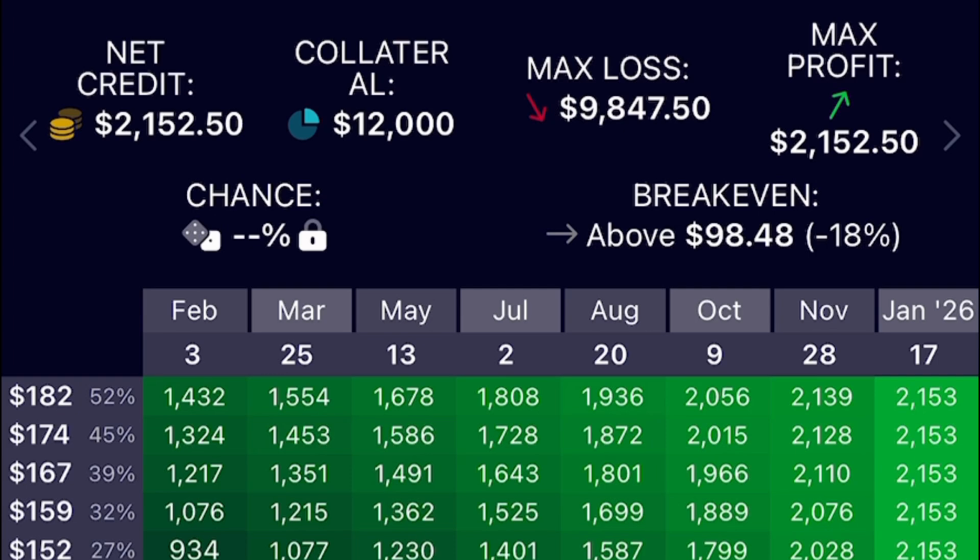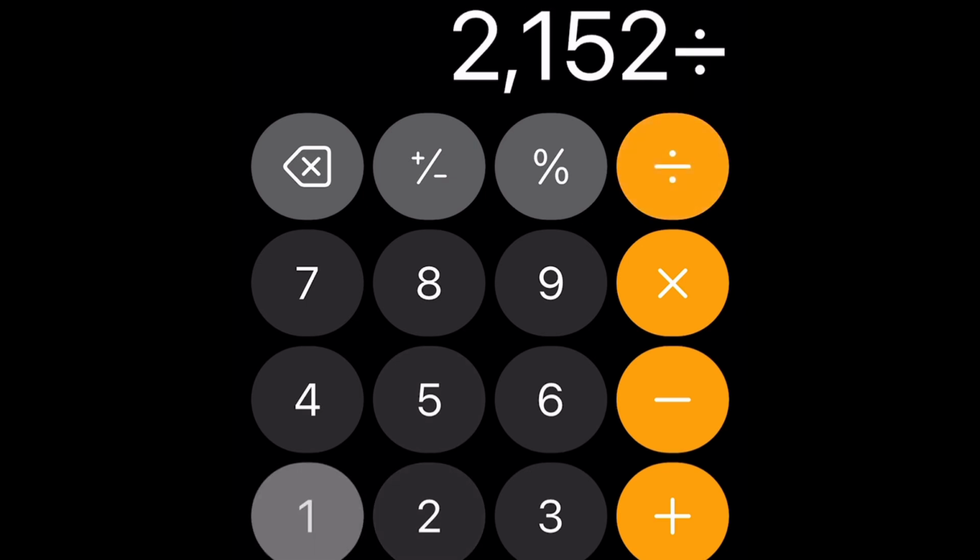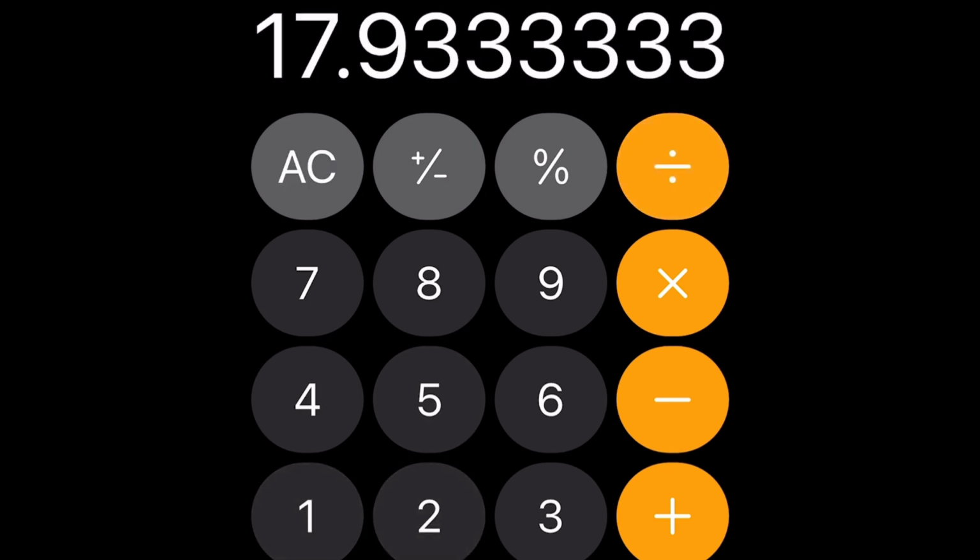Okay, so now let's calculate the percentage return that we'll be getting from this strategy. Let's go on to our calculator. What we will be doing is taking the max profit and dividing it by 1% of our total collateral. Our total collateral is $12,000. We'll get 1%, which is $120, and we'll take the max profit, which is $2,152, divide by 120, which equals 17.9.